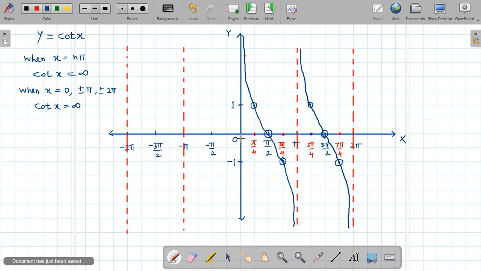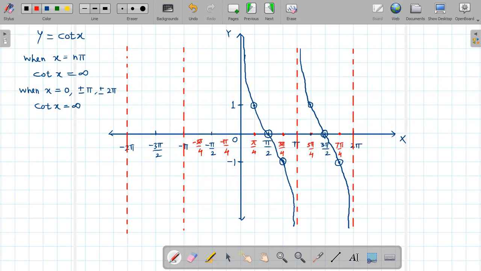Okay, so we make the sections of the x-axis: 0 to pi, then pi to 2 pi, and similarly here also 0 to minus pi, then minus pi to minus 2 pi. Then how will you get the graph of this? See here, between 0 to minus pi by 2 there is minus pi by 4, and between minus pi by 2 to minus pi there is minus 3 pi by 4.